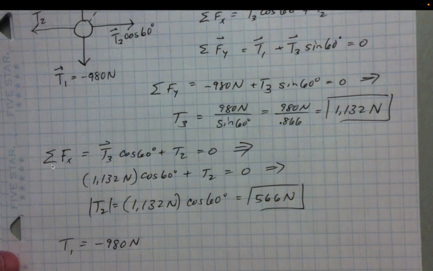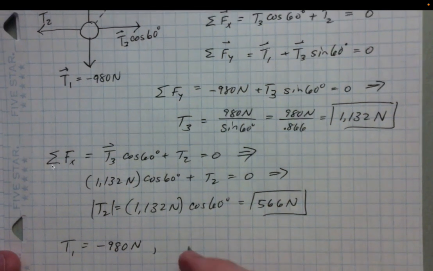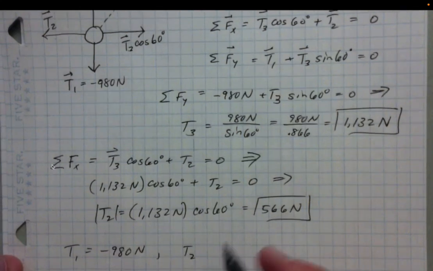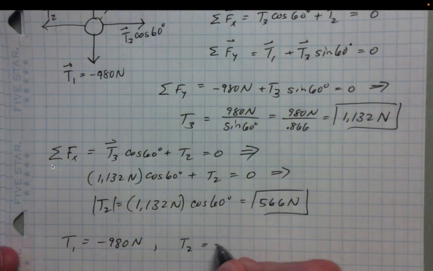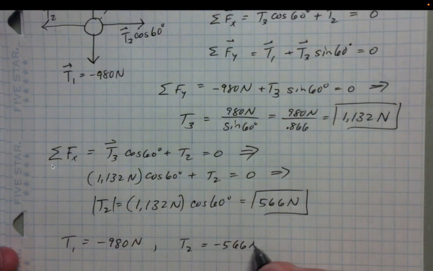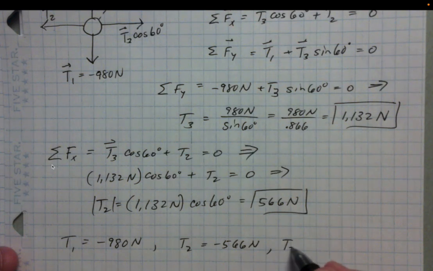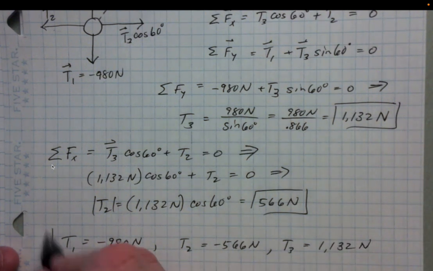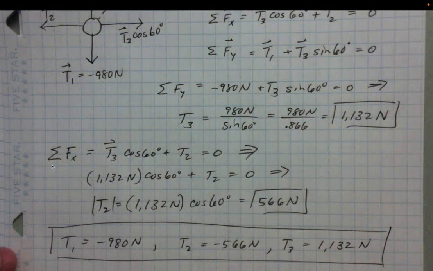Now tension 1, putting the signs on, is negative 980 newtons. It's in the down direction. Tension 2, that's this one, is also in the negative direction. We'll say negative 566 newtons. And tension 3, that's positive, is 1,132 newtons. And so there you go. There's the tension in the 3 ropes.